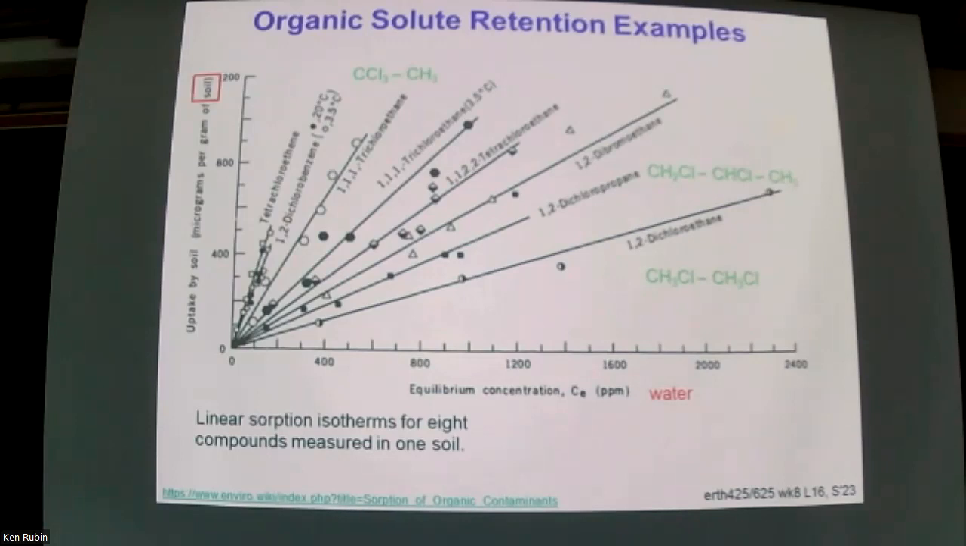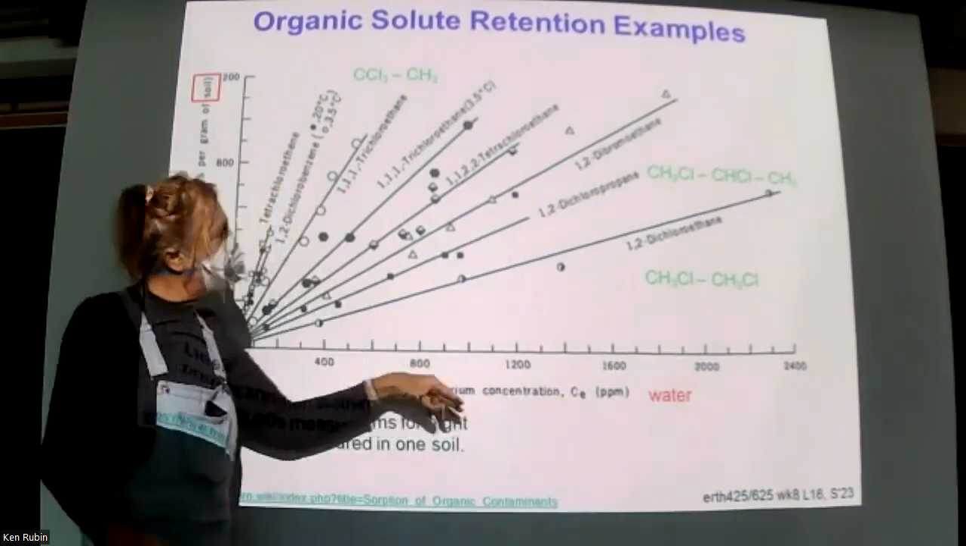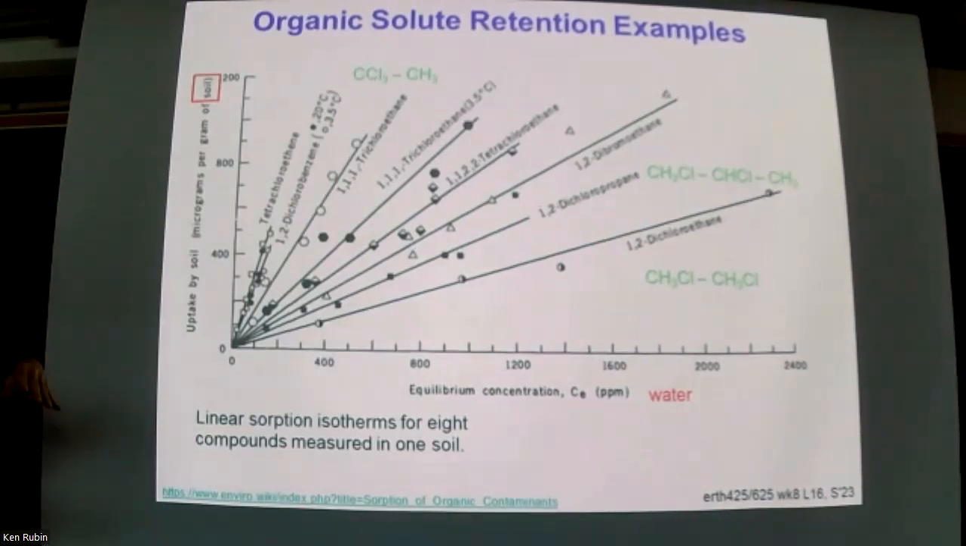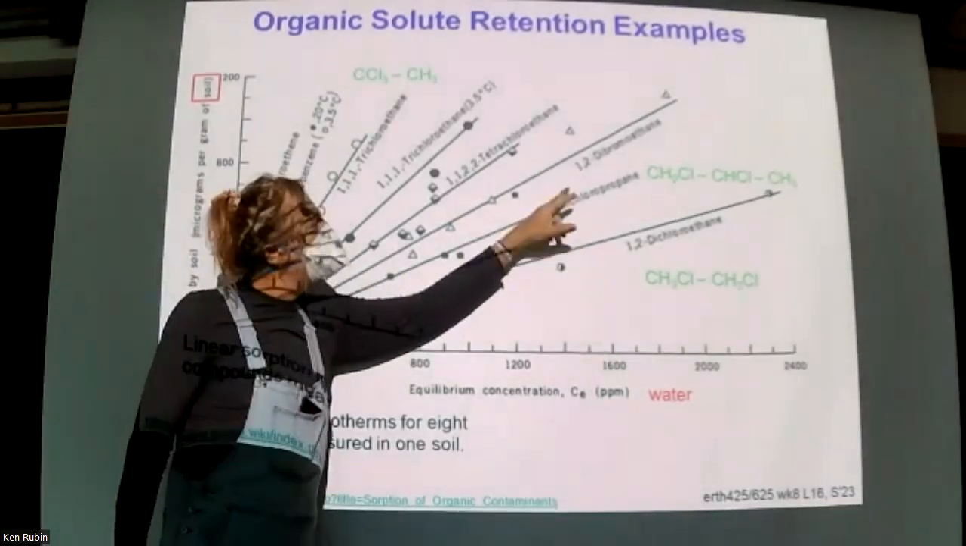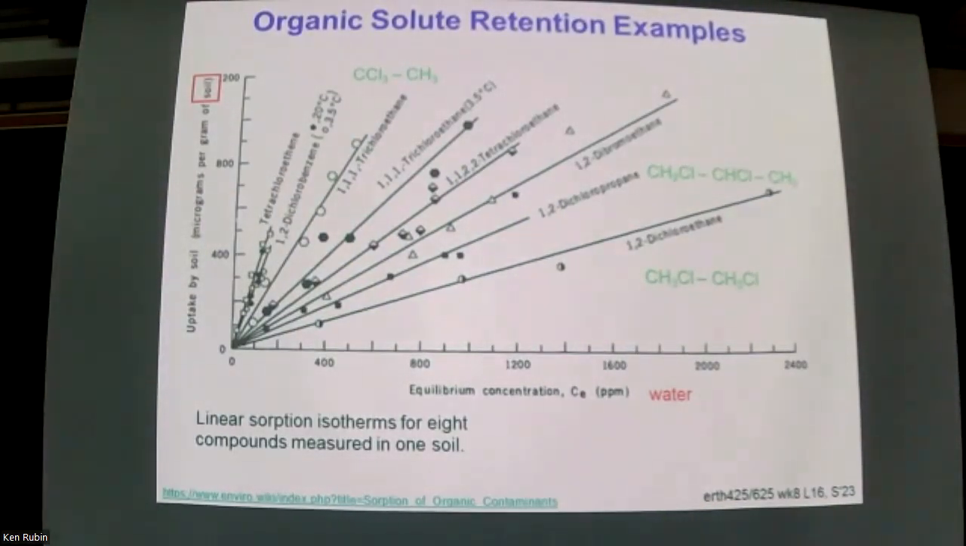So this is a diagram of the least retentive things, the halocarbons. This is showing you the concentration of a molecule in water measured in parts per million, and this is the concentration that is stuck on the soil particles. You can see a bunch of different lines, and these lines are for different forms of halogenated hydrocarbons. And these are all relatively simple ones.